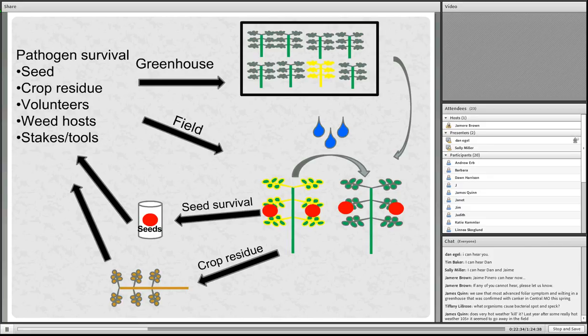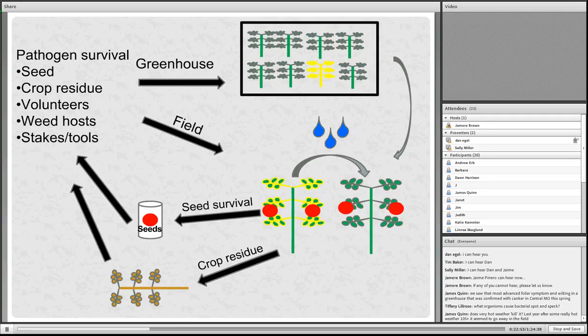James Quinn is asking, does very hot weather kill it? Last year, after some really hot weather, it seemed to go away in the field. I don't know if it kills it. I think it stops the spread. It may slow it down. My guess is probably there's some still in that plant, but you're going to slow it down.